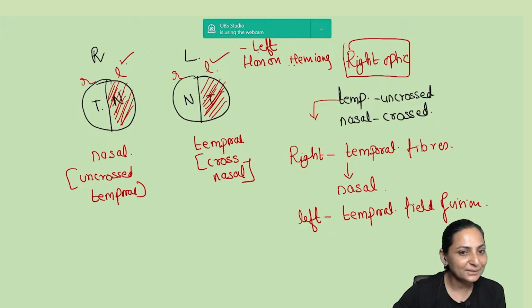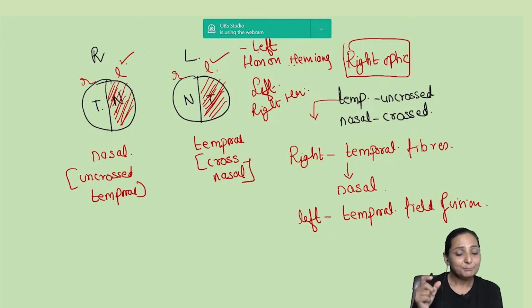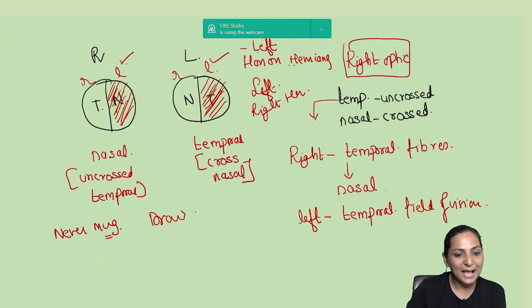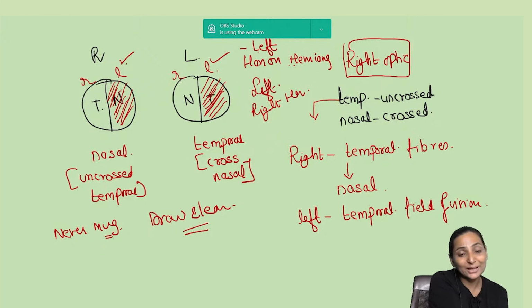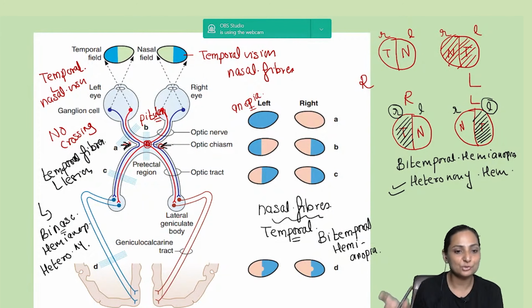So the right optic tract is going to result in the left homonymous hemianopia, and the left optic tract is going to result in the right homonymous hemianopia. Please remember that when you are doing these lesions, never try to mug them up. If you mug them up, if you try to rectify, 100% you're going to make it wrong. Always draw and learn. This is the only way you can learn the defects in the field of vision, by drawing them. Finally, coming to the optic radiations.